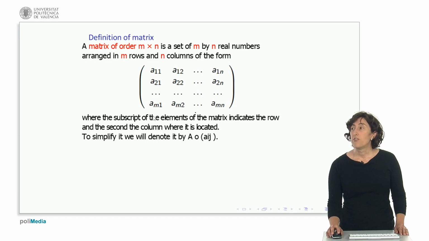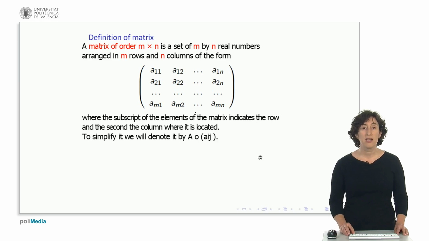To simplify this notation, we can also note it by a capital letter, normally, or in this other way, A sub ij. Those 3 annotations, 1, 2, and 3, will represent matrices of size m times n, whatever.